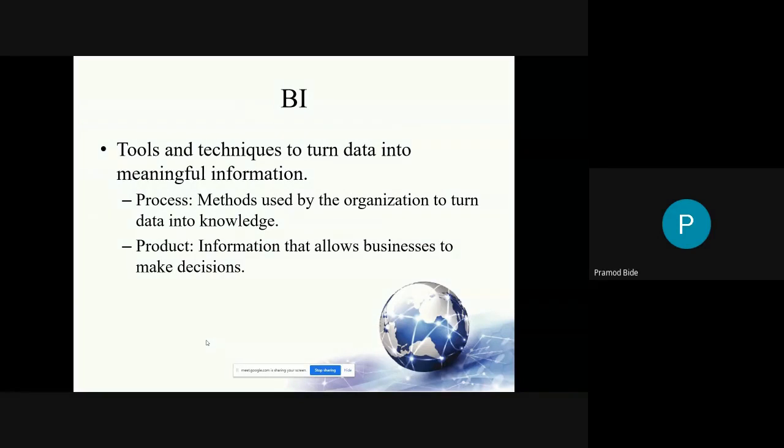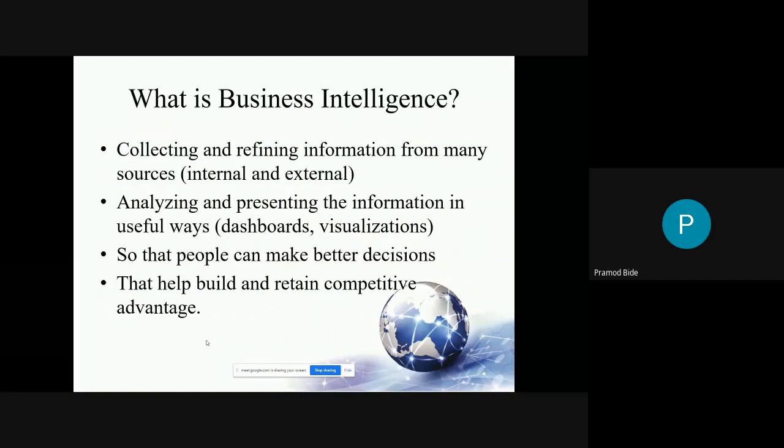So what is process? Methods used by an organization to turn data into knowledge. And what is product? Information that allows businesses to make decisions. That is nothing but a product. Here process is nothing but various algorithms and techniques, and product is nothing but Power BI, Tableau, SAS, and SAP. So these are various solutions. So what is business intelligence? Collecting and refining information from internal and external sources, analyzing and presenting the information in usual ways like dashboards, visualizations, and reports, so that people can make better decisions that help to build and retain a competitive environment.